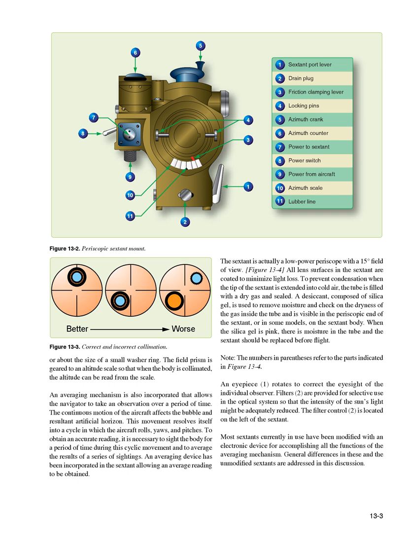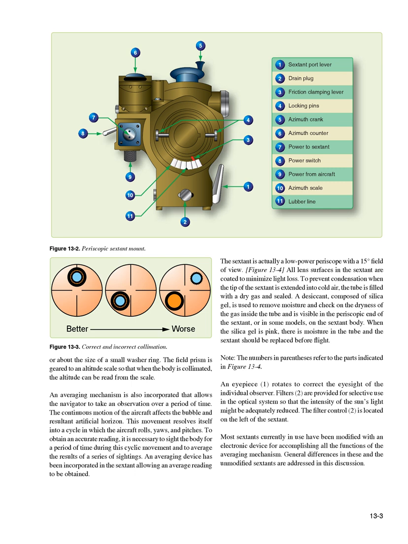The sextant is actually a low-power periscope with a 15 degree field of view. Figure 13.4: all lens surfaces in the sextant are coated to minimize light loss. To prevent condensation when the tip of the sextant is extended into cold air, the tube is filled with a dry gas and sealed.